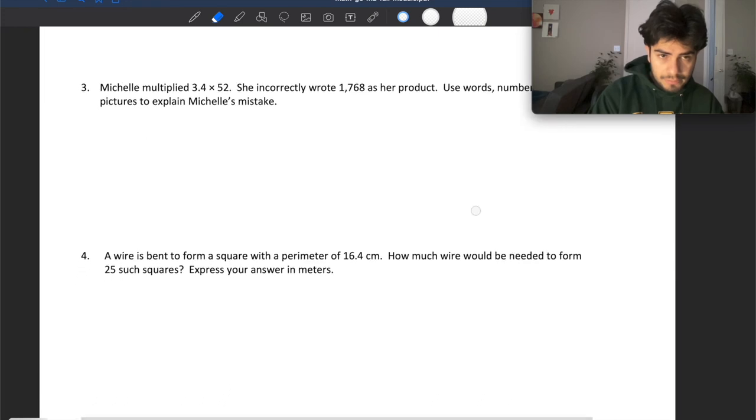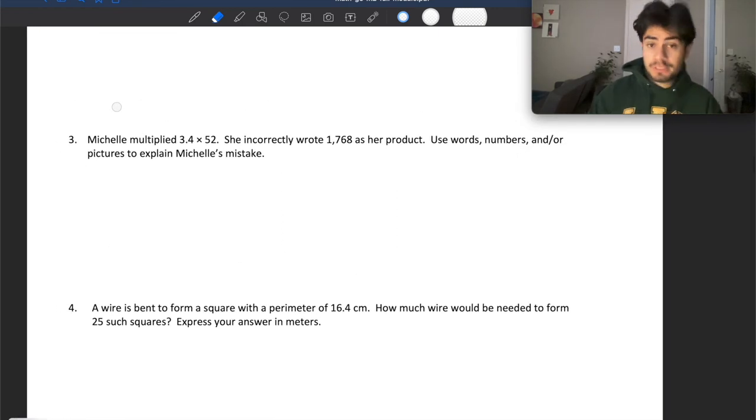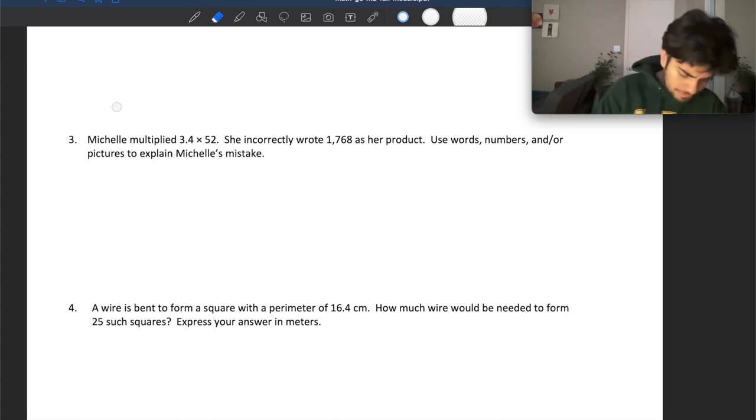Let's do 3 here. It says Michelle multiplied 3 4/10 times 52. She incorrectly, so she got it wrong, wrote 1768 as her product. Use words, numbers, and/or pictures to explain Michelle's mistake. Well, I can tell you already what her mistake was, but first, how about we estimate? We take an estimate and see roughly how much we should get.